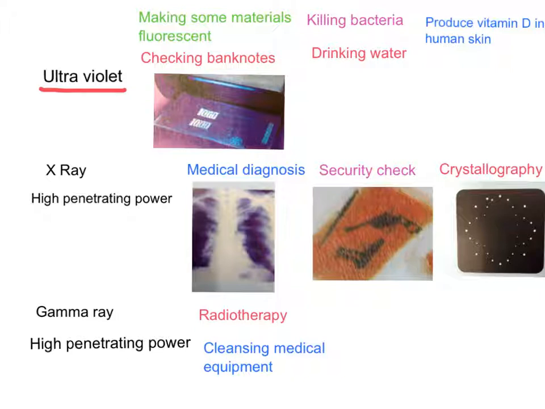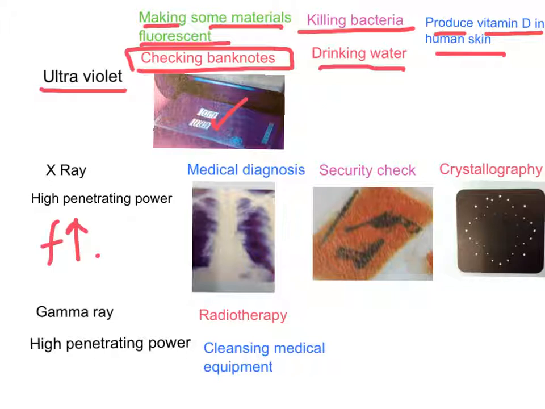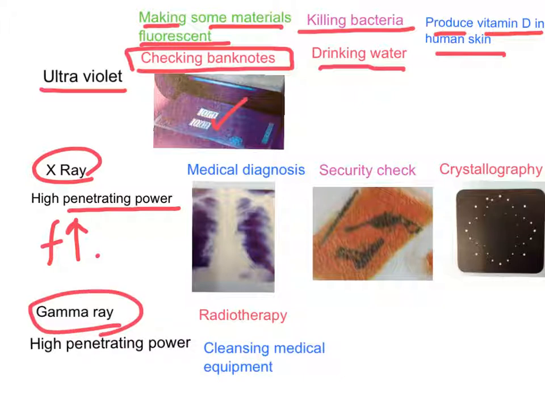Ultraviolet. Ultraviolet can make some materials fluoresce. Therefore, it can be used to check bank notes. Also, ultraviolet can kill bacteria. Therefore, it can be used to kill the bacteria in drinking water before we drink. Also, ultraviolet can produce vitamin D in the human skin. Notice that for EM wave with higher frequency, the penetrating power will be higher. Since X-rays and gamma waves have the highest frequency among all the EM waves, therefore X-rays and gamma waves have high penetrating power.